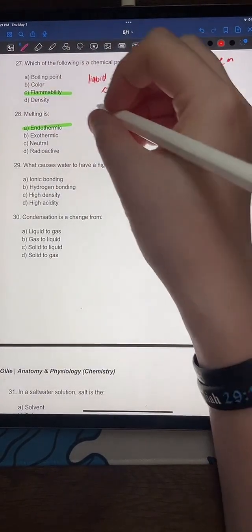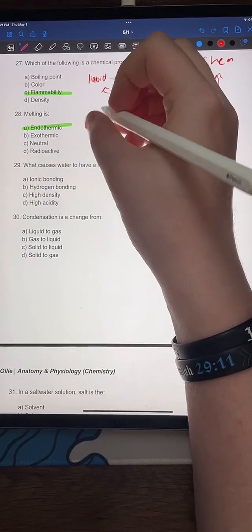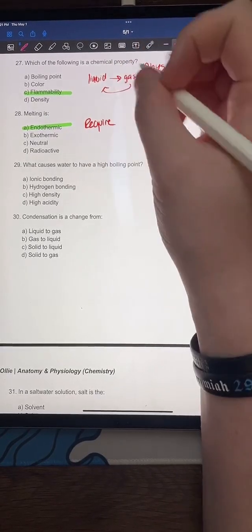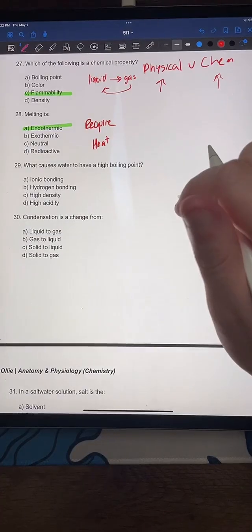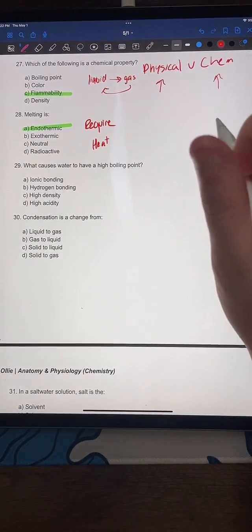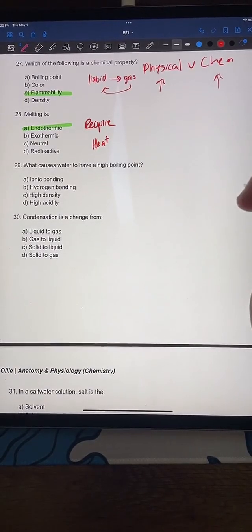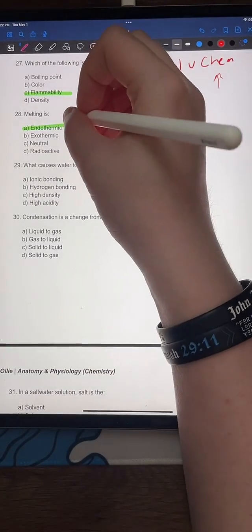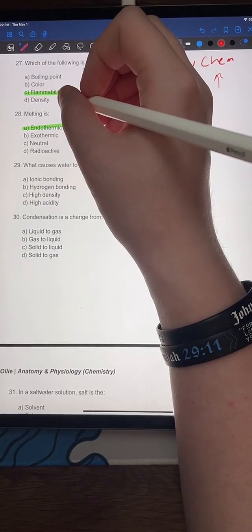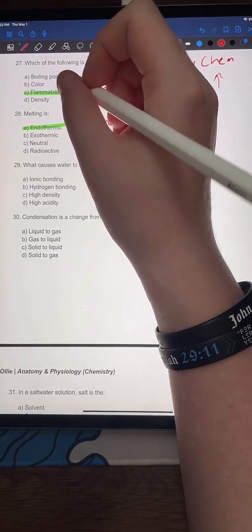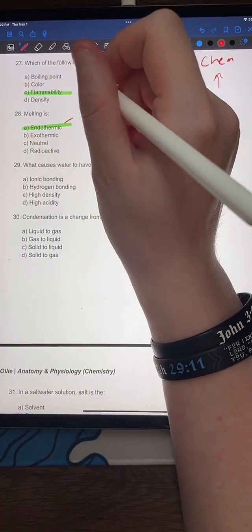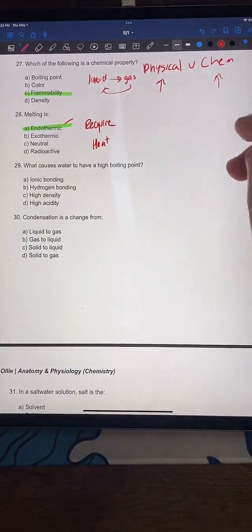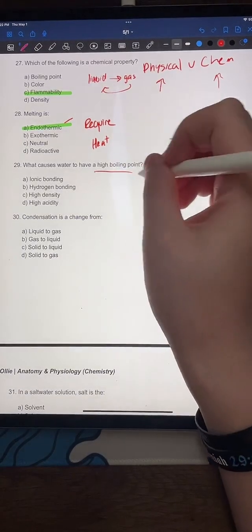So when you go to melt something, you require energy. And what are you using as energy when you melt something? Heat. Heat is energy. So you require energy to break bonds. Exothermic releases energy. So this requires energy. So endothermic requires energy in the form of heat to melt something. Exothermic releases energy. Number 29, what causes water to have a high boiling point?